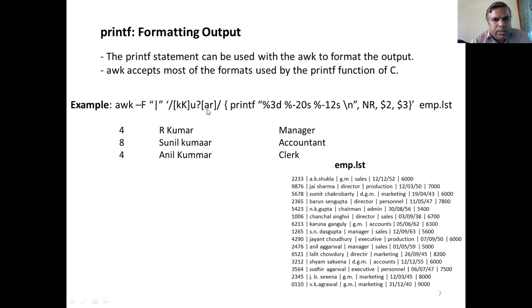Then this is followed by either the letter A or R, small r, enclosed in the metacharacter square brackets to match either A or R. Then close the pattern. Then what is the action? This is the action. We want to print the output in a certain format.